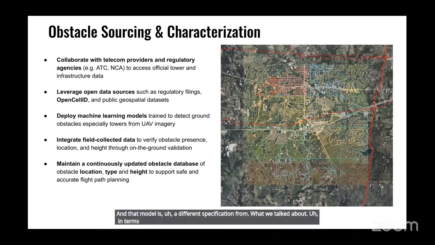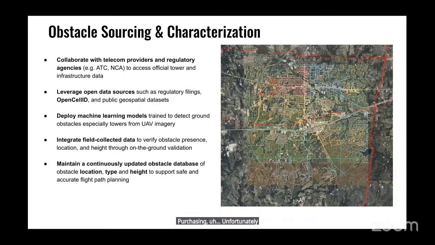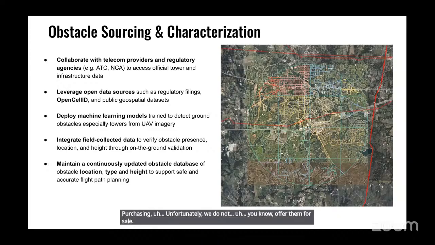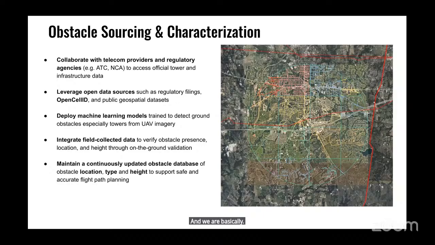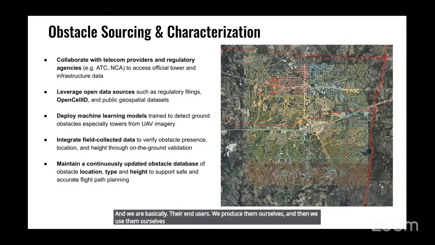In terms of purchasing, unfortunately, we do not offer them for sale, and we are basically the end users. We produce them ourselves and then we use them ourselves. So we don't offer them for sale.